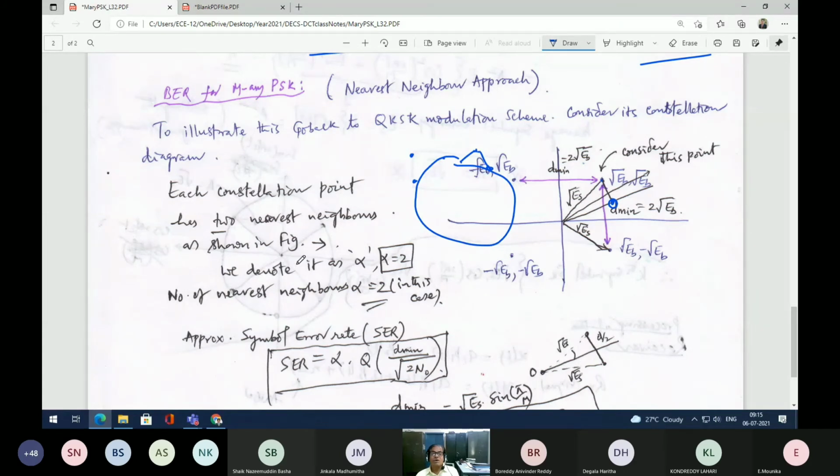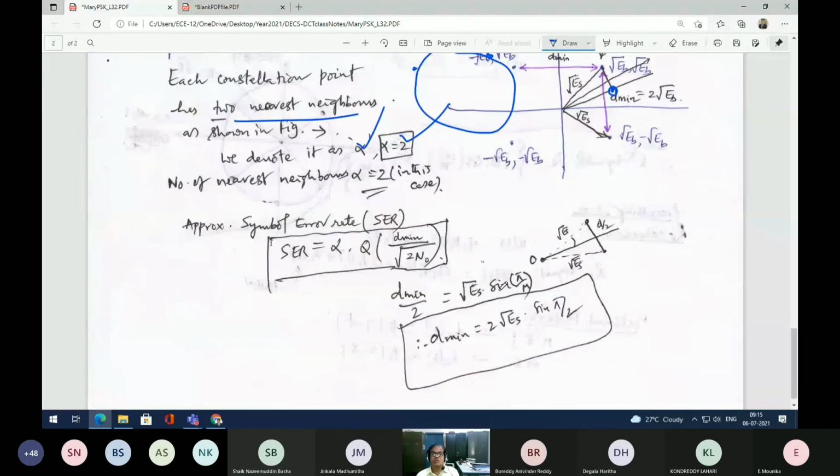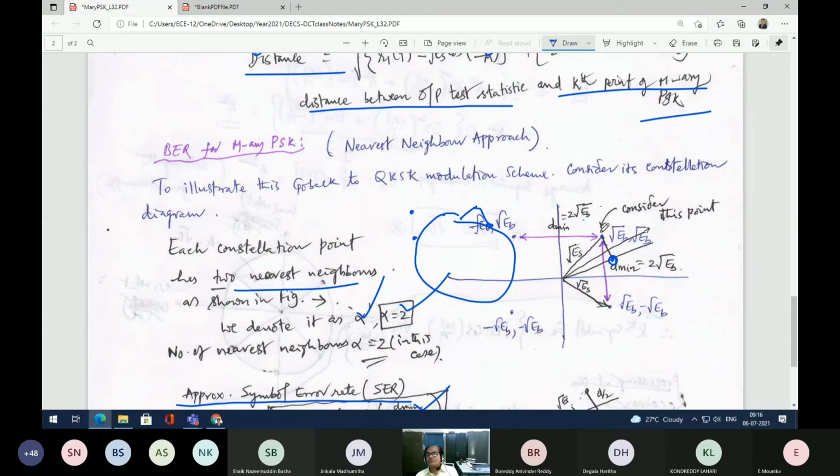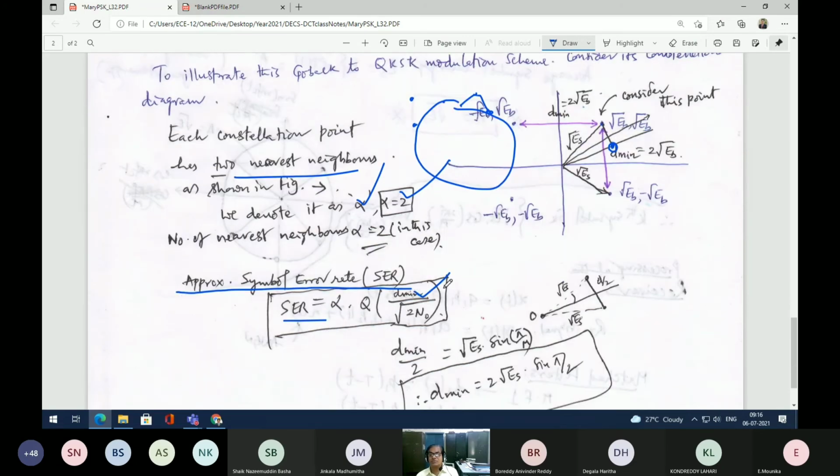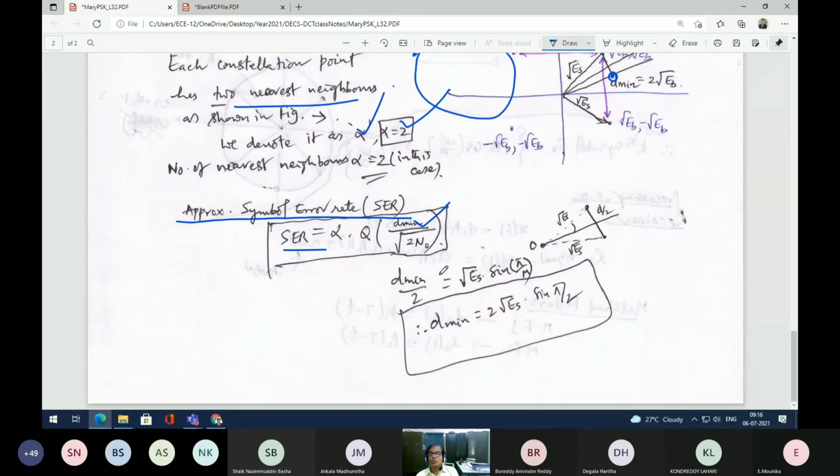Therefore, we call the number of nearest neighbors alpha. Here in this case, alpha is going to be 2. The approximate symbol error rate, I am talking not the bit error, is alpha times Q of d minimum divided by root of 2 N naught. Here d minimum is the distance from the test point R of t to the nearest signaling point. So d minimum by 2 is going to be used.